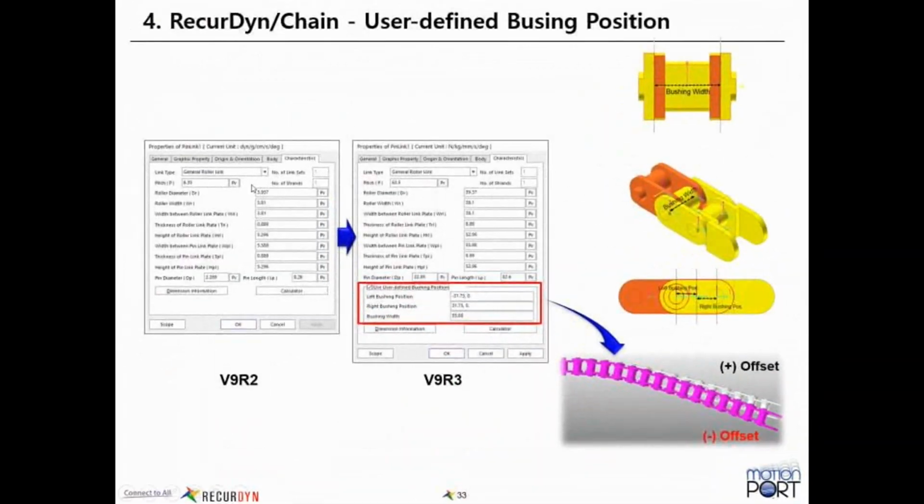Okay, so moving on to the RecurDyn chain toolkit. A user-defined bushing position can now be defined. And so basically, when you introduce this offset, you can see that it influences how the chain will deflect laterally.